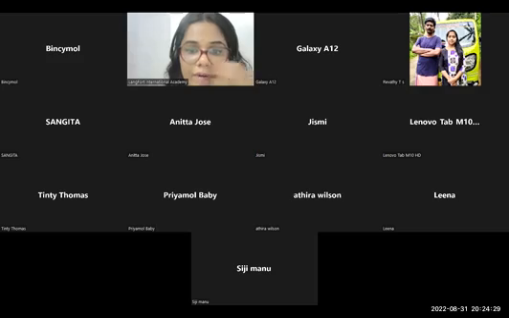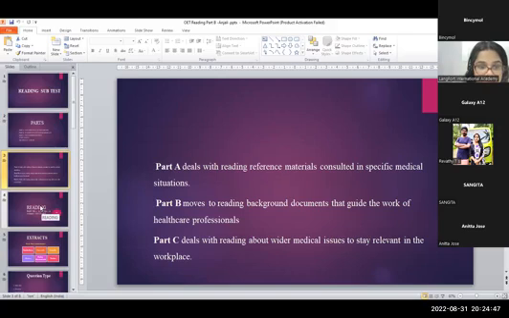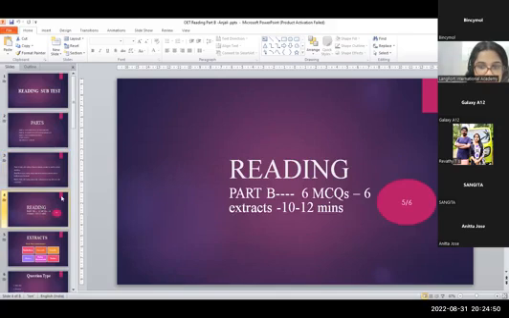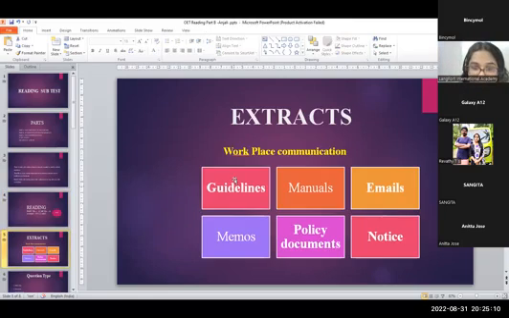Okay, so before I wrap up the session, let me just review what we have discussed today. Just quickly go through it, and as you can see, I've added everything on the board, on the screen. Out of 6 questions, your goal should be to score 4 to 5 out of 6. So part A, I told you 18 out of 20. Part B, 4 out of 6.